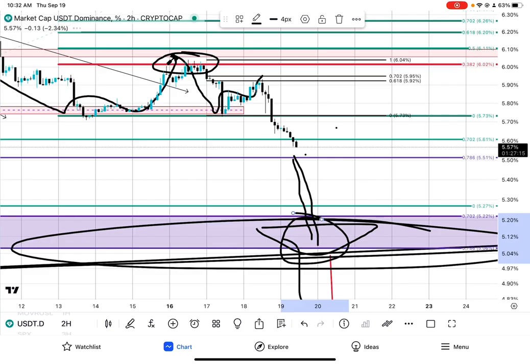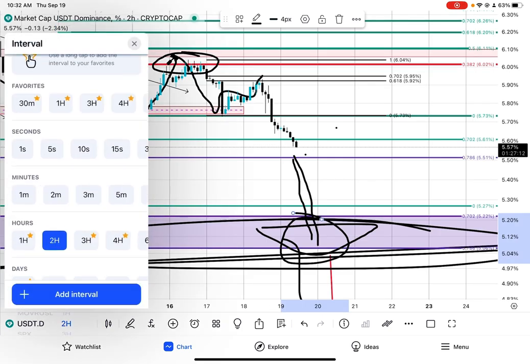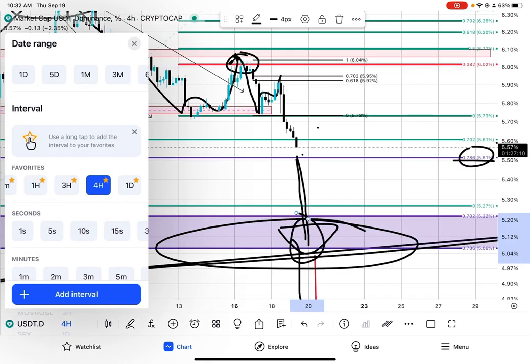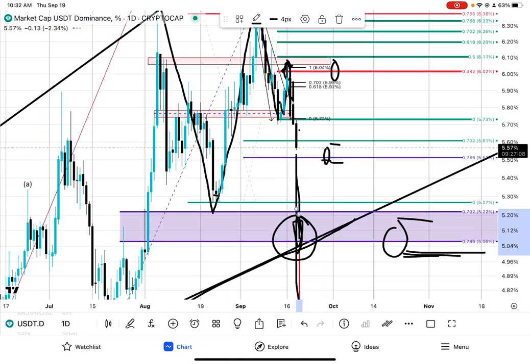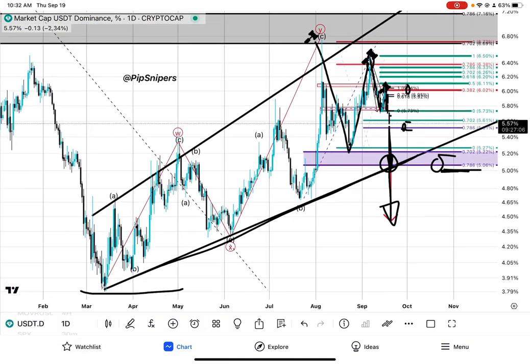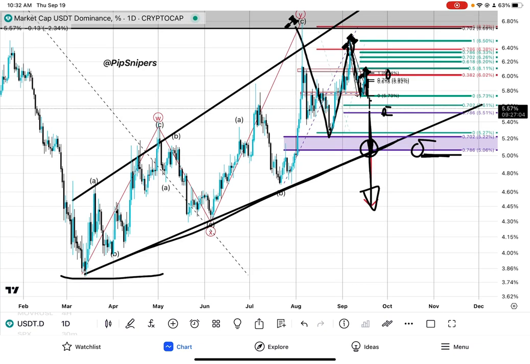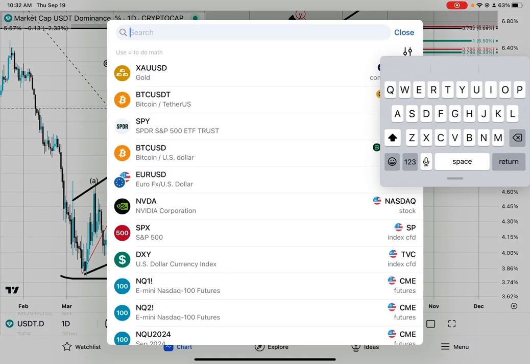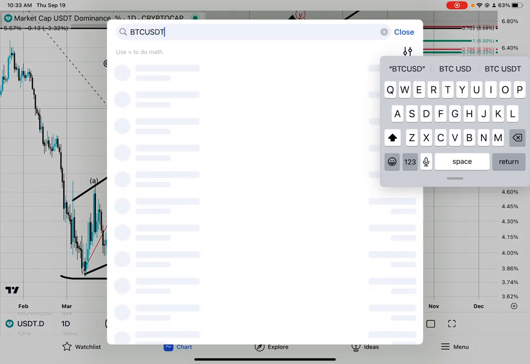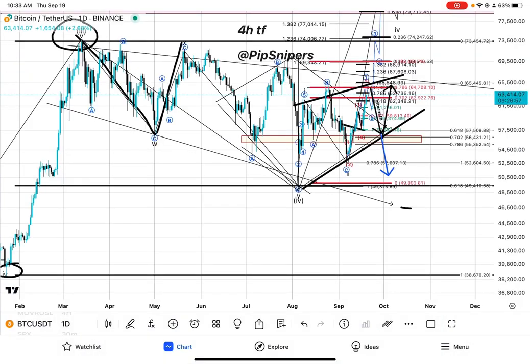Okay, so very bullish in the crypto market because USDT dominance is bearish, and we're likely going to see continuation downwards from this ascending broadening wedge pattern. Going towards Bitcoin over here, we do see a lot of bullish momentum stepping into the market.